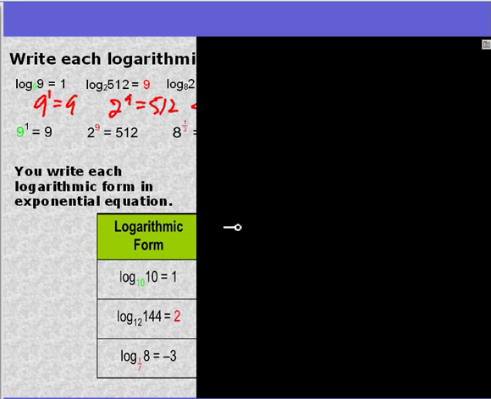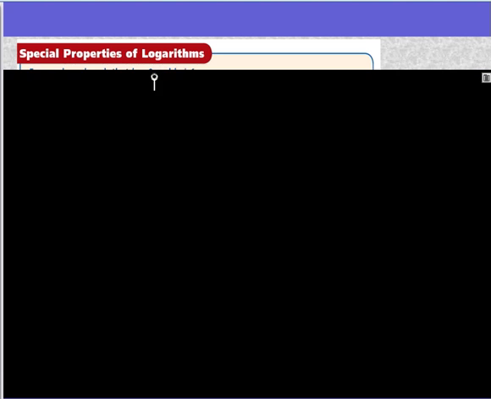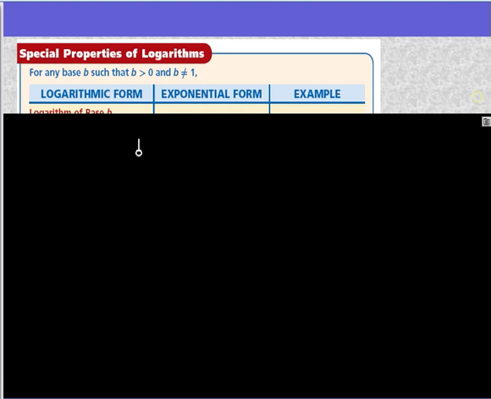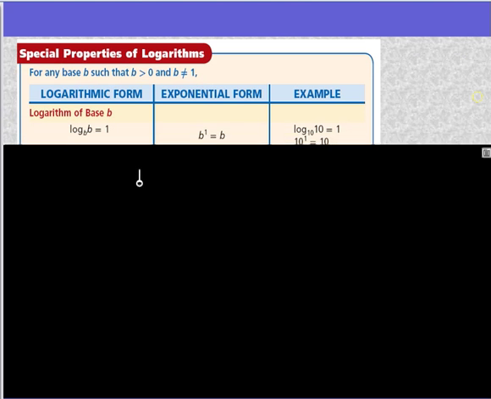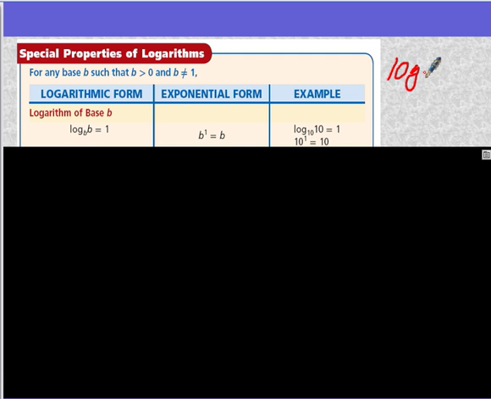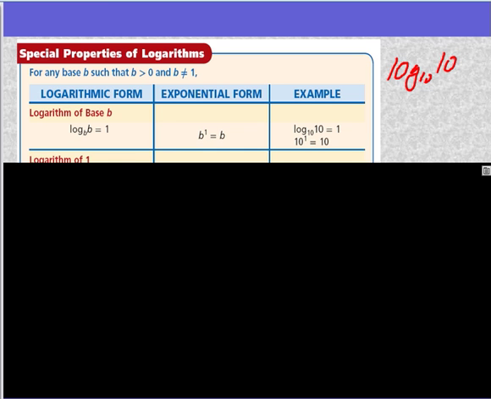Couple properties of logs. For any base b such that b is greater than 0, b not equal to 1, the log to the base b of b is 1. So log to the base 10 of 10 is going to be 1. It's intuitive: this base to the first power is equal to itself. And again, they're using 10 because I think this is one that we can easily remember and understand. So log to the base b of b is 1.